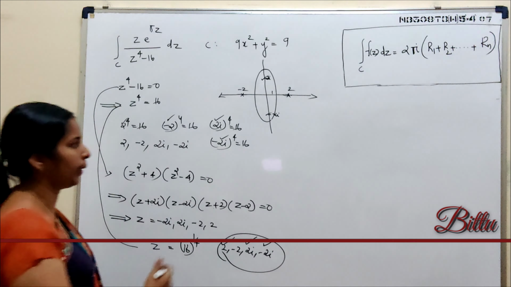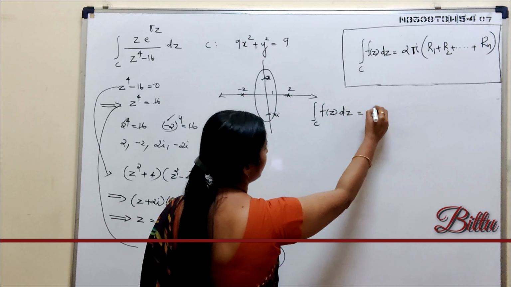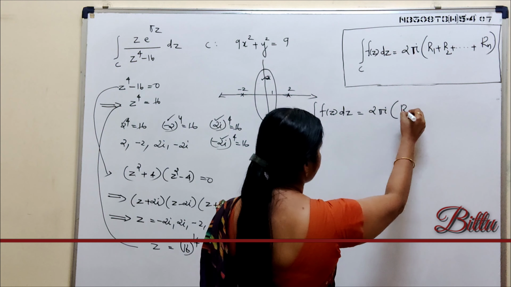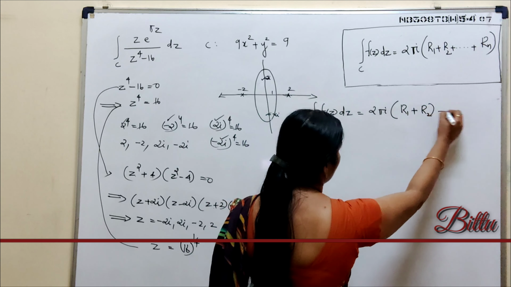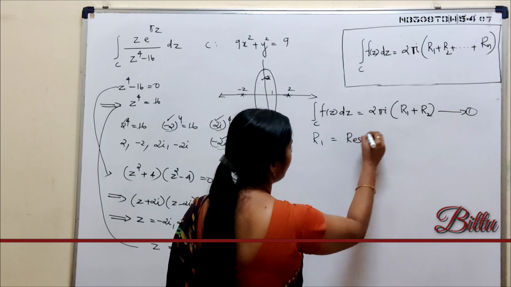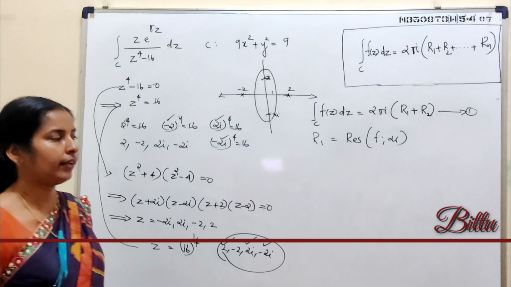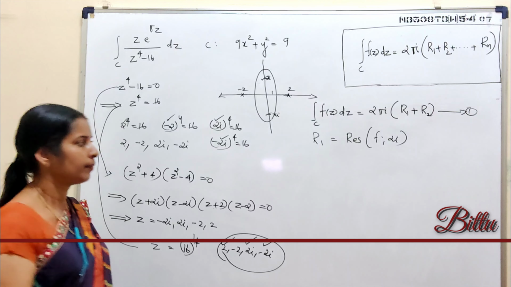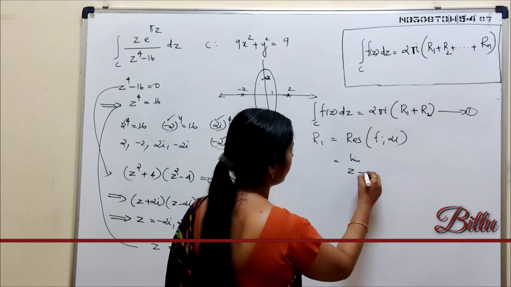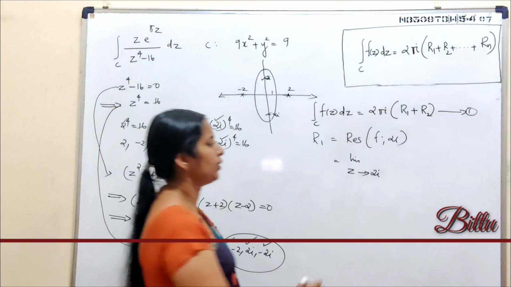So by the residue theorem, the integral over C of f(z) dz is 2 pi i times the sum of their corresponding residues, that is R1 plus R2. Suppose R1 is the residue of f at 2i and R2 is the residue of f at minus 2i. We have to evaluate both R1 and R2. Since 2i and minus 2i are single poles, you apply the corresponding equation.